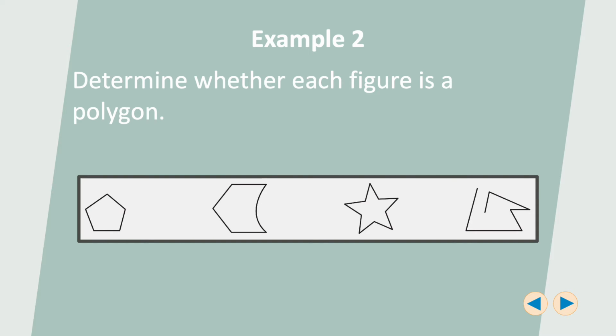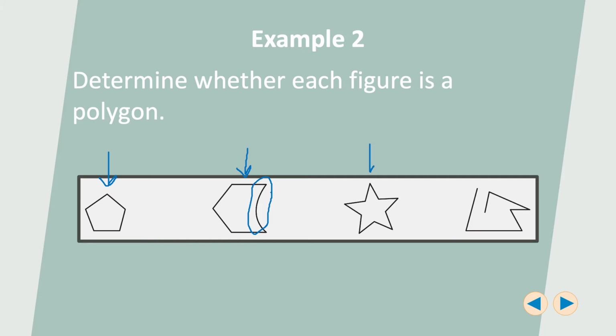Okay, so we're going to look at these shapes and determine if each is a polygon. Okay, this one right here, is this a polygon? Well, I kind of just drew that so you know that yes, it is a polygon. How about the second one right here? This one is not a polygon because of this curved side.